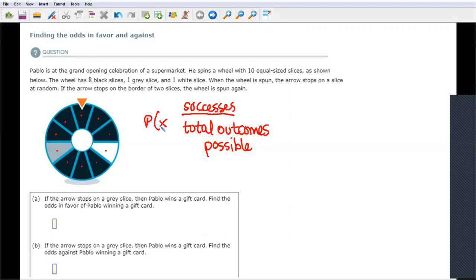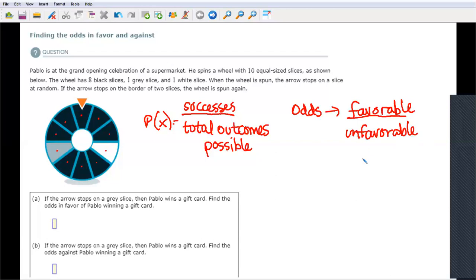So what we do with odds, instead of doing this fraction, when we're doing the odds of something happening, we're going to put the favorable outcomes on top and the unfavorable outcomes on the bottom. The total outcomes doesn't come into play here. It's just the favorable and unfavorable.